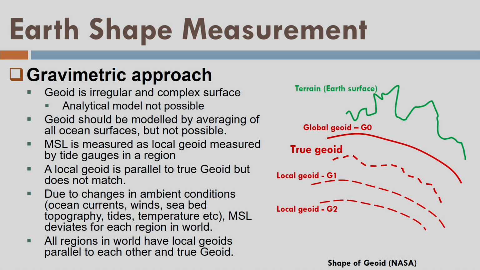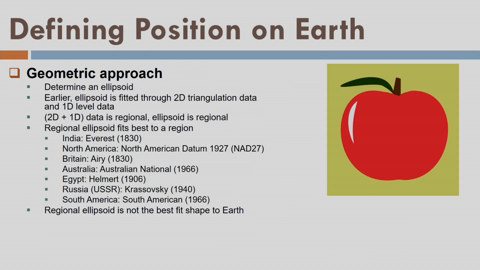Now I fit a local geoid to a country, and it comes out to be G1, and this surface is almost parallel to the global geoid, but still quite different from it. Secondly, I have local geoid G2, which is for another country, but it is quite different from G1 as well as G0. So we end up with different level surfaces for different countries. Okay, so that was the problem with the gravimetric approach.